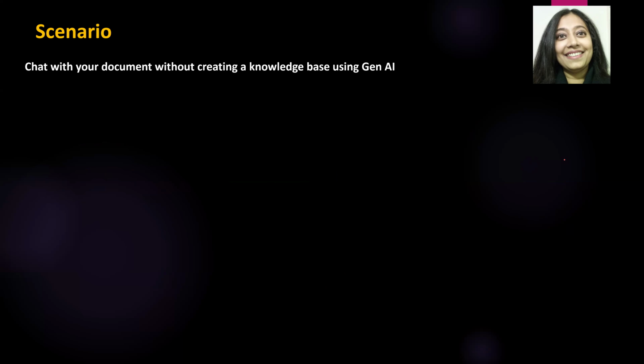Scenario for our lab today. You need to chat with your document without creating a knowledge base using Gen AI. So this is a scenario that has been given to you. So how will you accomplish doing something like this? Remember, using Gen AI, Amazon Bedrock is a fully managed serverless Gen AI service. And we cannot create a knowledge base, so we have to find an alternative as to how we can chat with a document using Bedrock and not create a knowledge base.